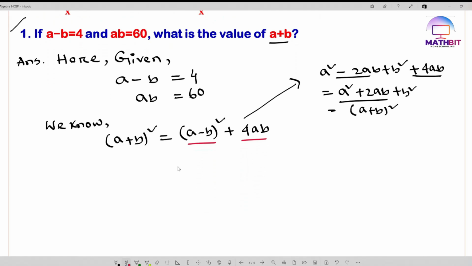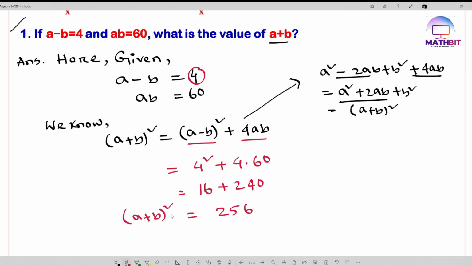Now we just put the values. Look, a minus b means 4, so 4 square, plus 4 times ab, which means 60, right? Now here is 16 plus 240, so here is 256. a plus b whole square equals 256, but we need the value of a plus b.